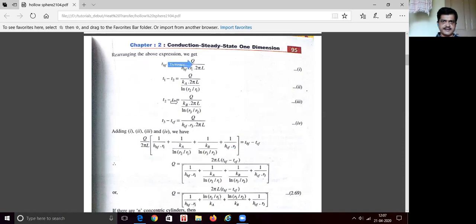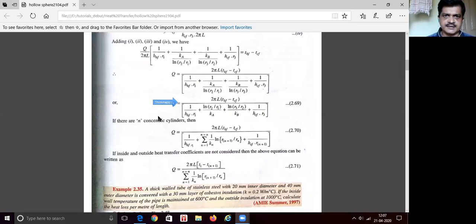Similarly, the right hand sides are added, Q by 2 pi L is taken common, and from some simplification we will get this equation.